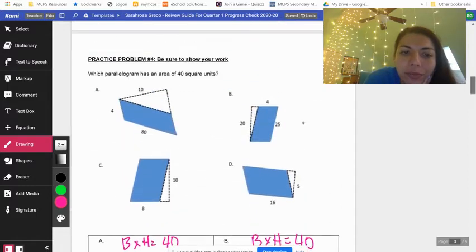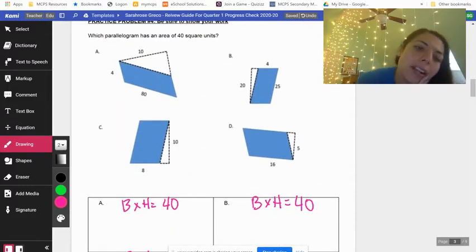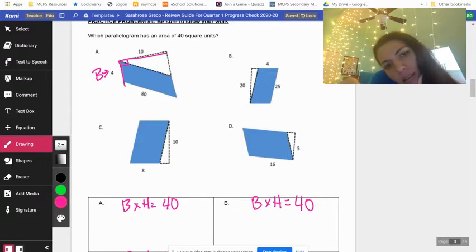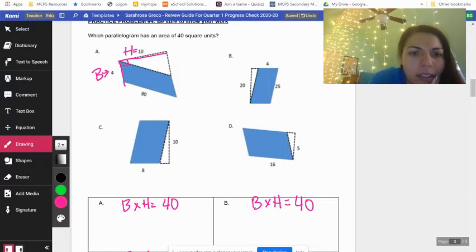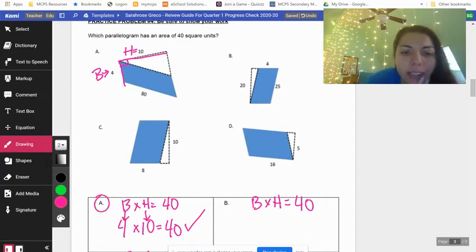So let's look at A. What's my base for A? So my base, if this is my base, right? If that's my straight line, I have to make a perpendicular line. And that looks like that gives me the height. Yeah, so if that's my height, so base is 4, height is 10, and that equals 40. That is true. That works. So A works, I'm going to circle it.